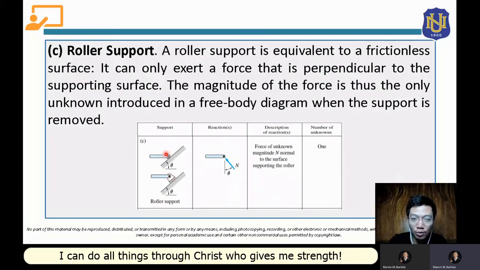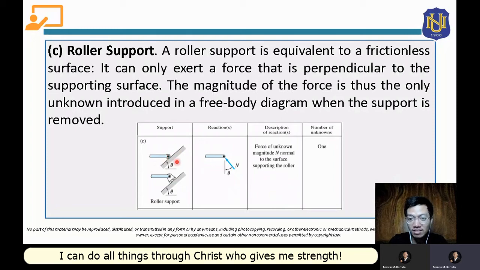So rollers are drawn this way. Okay, so like this or like this, no? So the reaction force that will be provided by that roller will just be equivalent to the reaction force that will be provided by the surface.